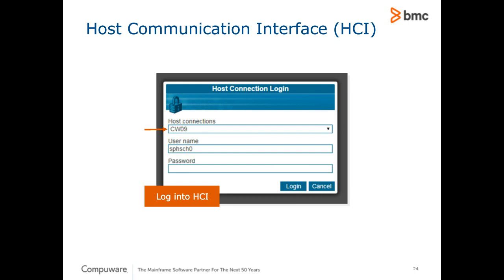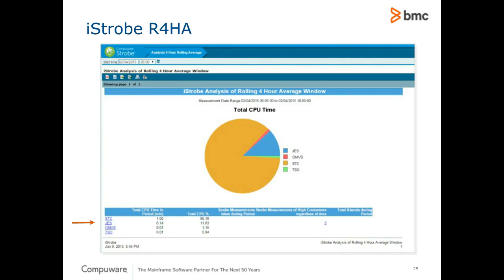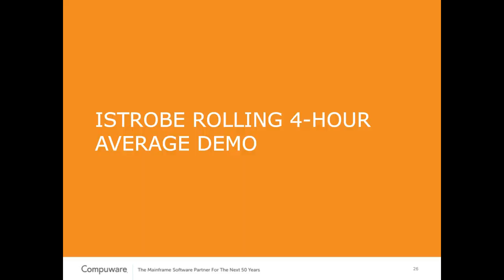And once you've logged into iStrobe through the host communication interface, it's going to bring up a pie chart. Now, this pie chart, you have the ability to look at started tasks, JES, the batch jobs, and it'll give you a list of the top 50. So right here, I'm going to actually show you the rolling 4-hour average in iStrobe. So let me pull up iStrobe.